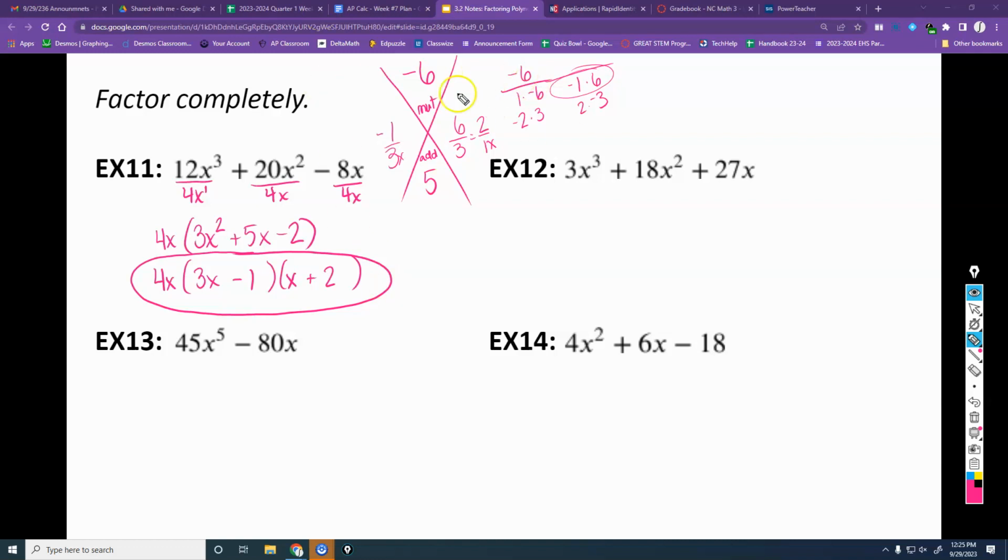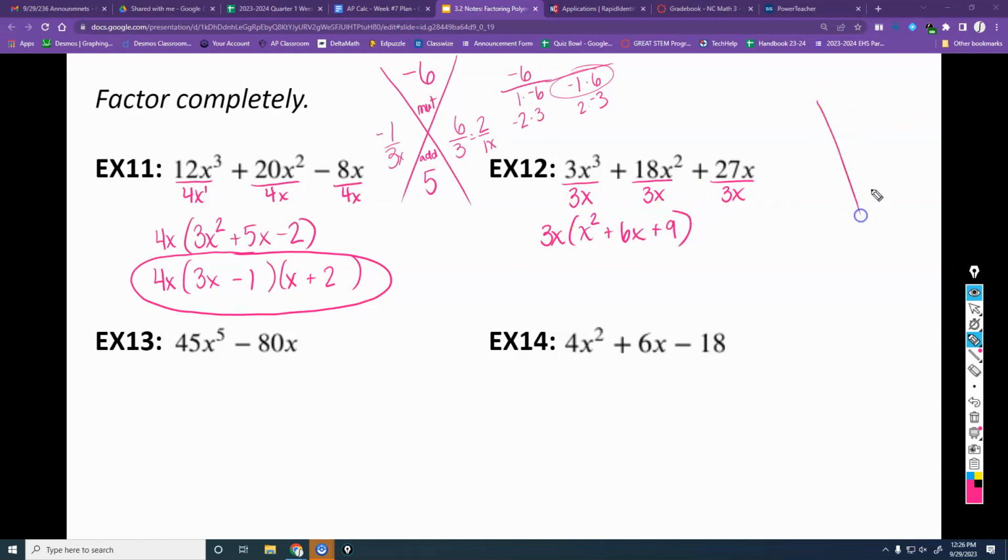This one, the X method. X method can be used on any of them. It is more helpful whenever you have a number in front of that x squared. Because if I do X method, like for example, this one right here, 3x is your greatest common factor. So we'll have a 3x out front. We'll have x squared plus 6x plus 9.